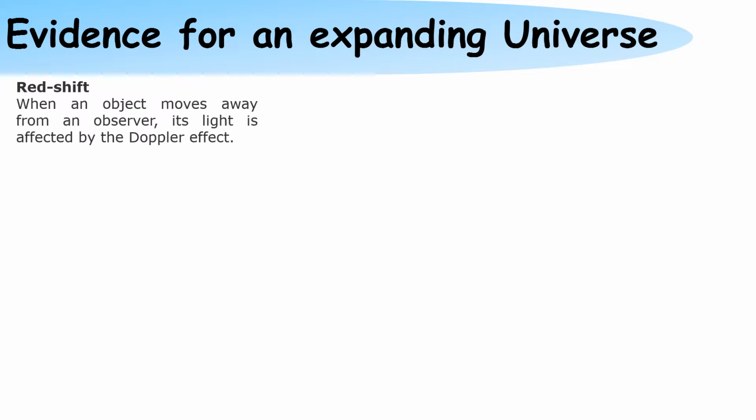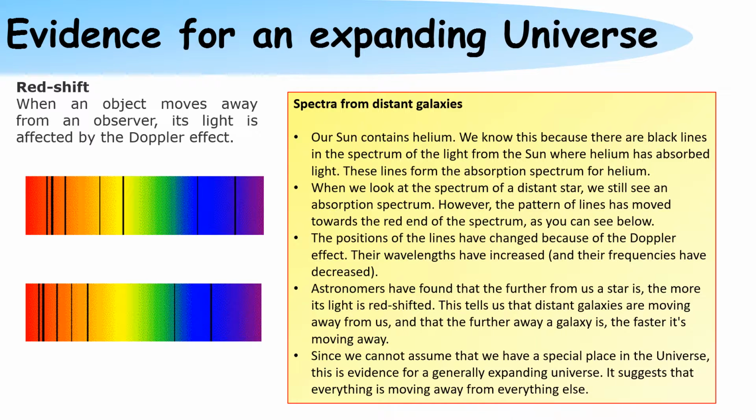The universe is expanding. There is a range of evidence for this. The first piece of evidence is redshift. When an object moves away from an observer, the light is affected by the Doppler effect. Our sun contains helium. We know this because there are black lines in the spectra from the sun where the helium has been absorbed by the light. These lines from the absorption spectra of helium are shown on the left-hand side.